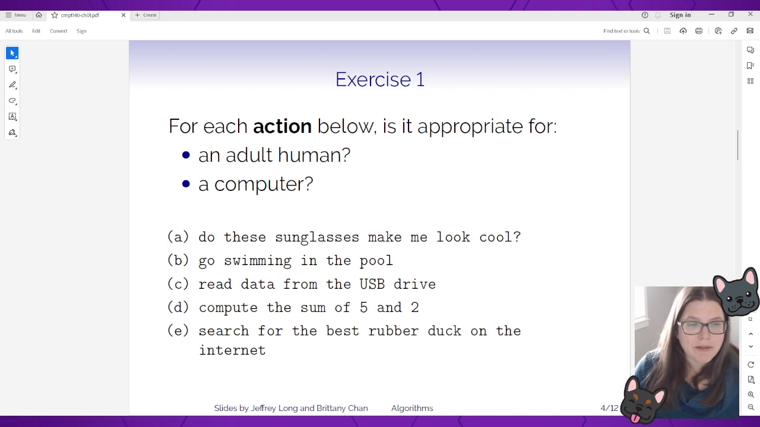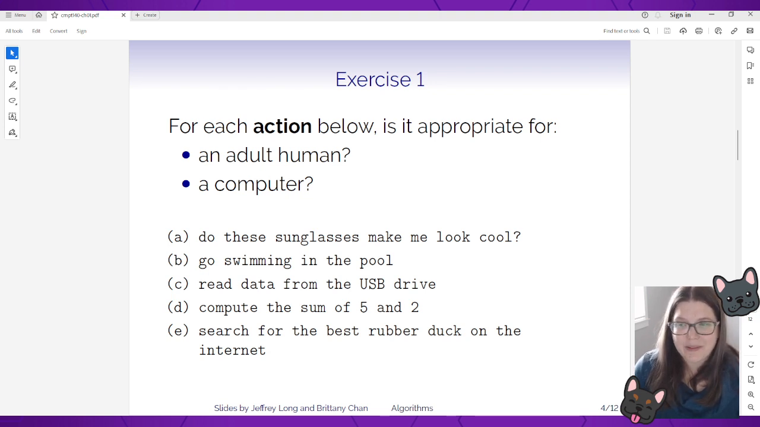What about D? Compute the sum of 5 and 2. I can do that. It's 7. I got this. I'm feeling good about myself over here. I could ask my computer to do the same thing, open up my calculator app, plug in those numbers, tell it to do that. It could do it. So it's reasonable for both humans and computers. It's imperative, it's self-explanatory, and it's feasible. Perfect. Our first win-win for both scenarios.